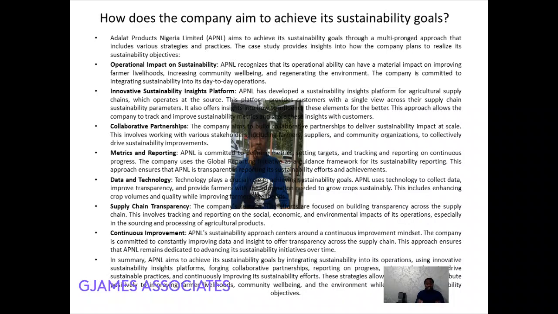Also, continuous improvement. If there is anything you must remember, if a question like this comes out, please remember to put continuous improvement. Whether you have mentioned the operational impact on sustainability, innovation, collaborative effort, metrics, data and technology, supply chain, all these are fantastic. But if they do not continue to improve, they are not innovative, then they will get stuck. So this is a key point for you to hammer.